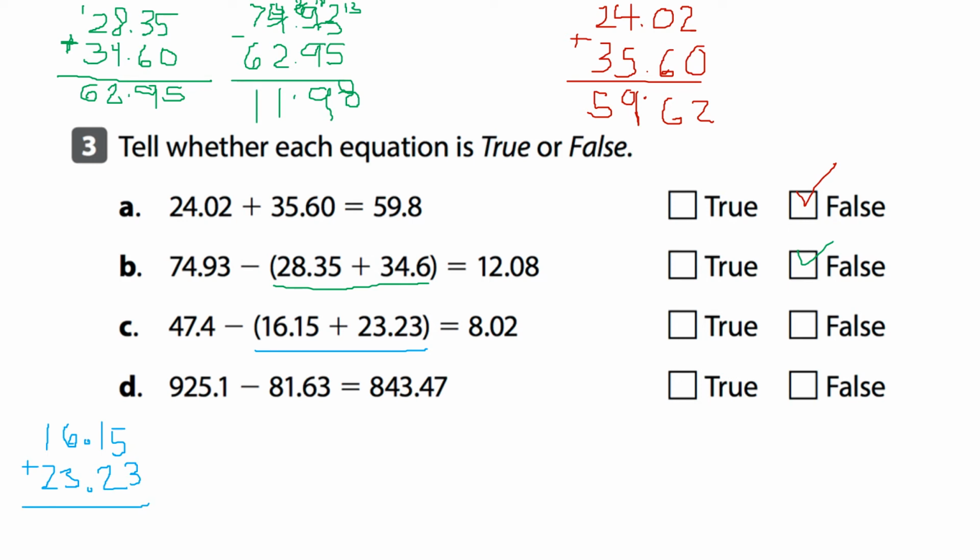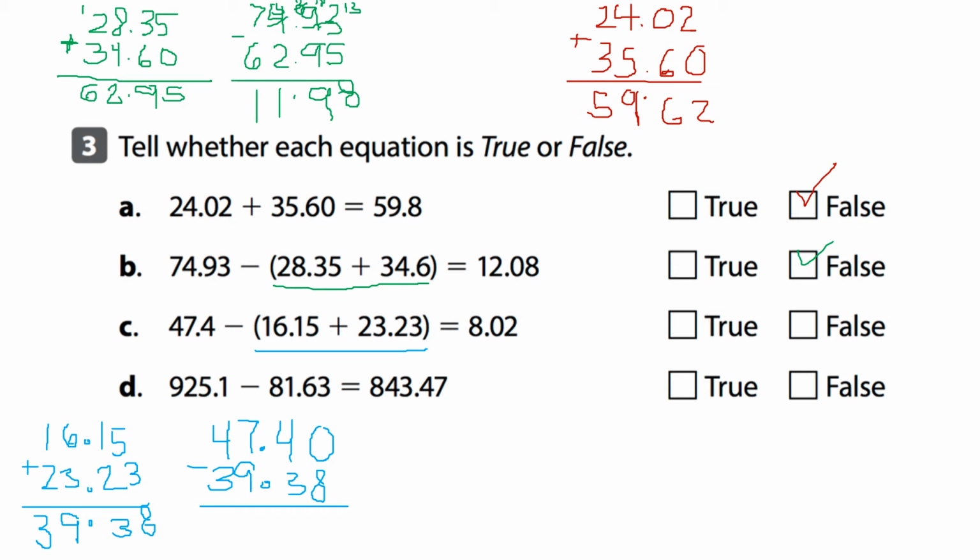Okay, drop down my decimal first. 5 plus 3 is 8. 1 plus 2 is 3. 6 plus 3 is 9. And then 2 plus 1 is 3. I'm not done solving though because I have to subtract it from 47 and 4 tenths. So 47 and 4 tenths minus 39 and 38 hundredths, and I'm going to add my placeholder as a 0 because it does not change the value and it's easier for me to see it visually.